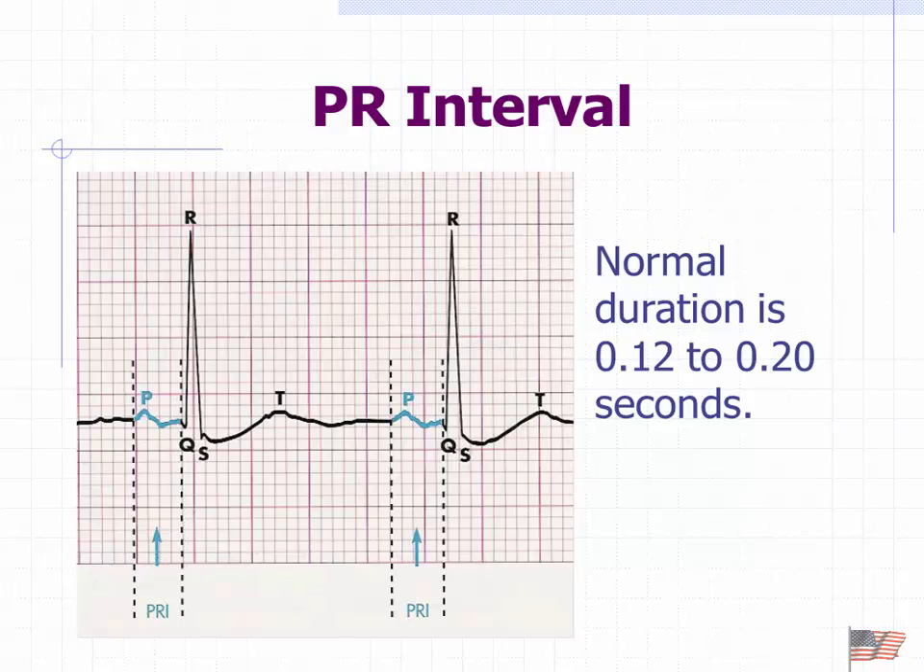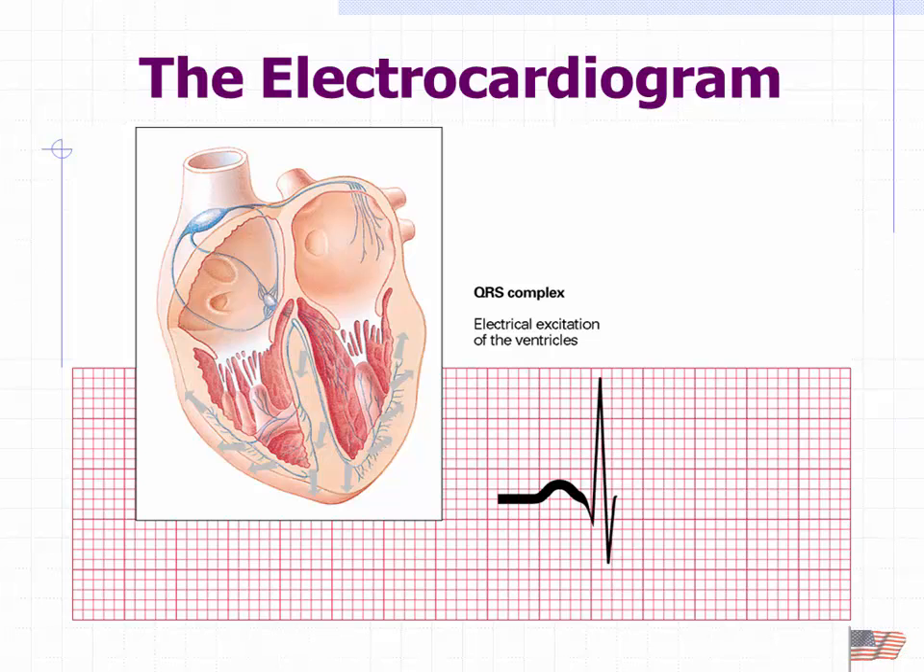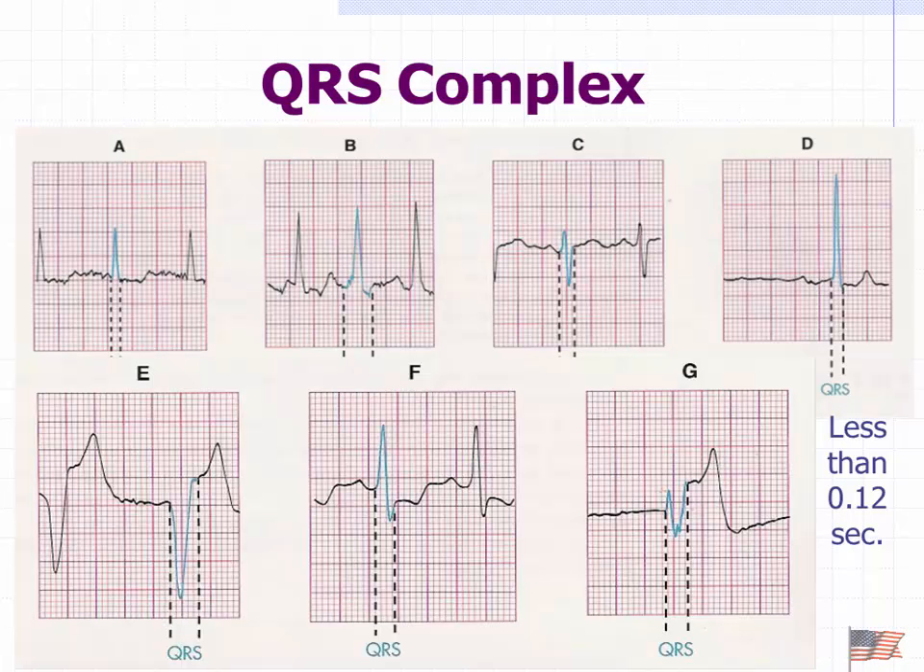Okay? 0.12 to 0.2. That's going to be important when we start evaluating the PR interval. It then continues on to the QRS complex. The duration of the QRS complex should be less than 0.12, less than 3 small boxes. If it's bigger than 0.12 seconds, it means that it's a widened QRS complex.